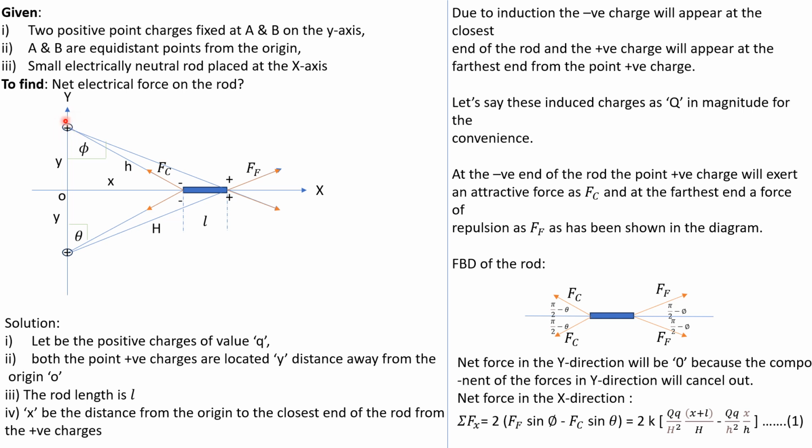These two positive point charges are placed equidistant from the origin. So from the origin, if we take origin as O, and this charge is at y distance, then this charge will also be at the y distance.